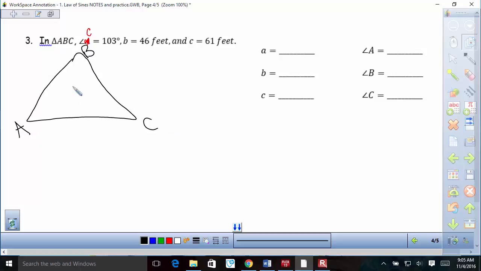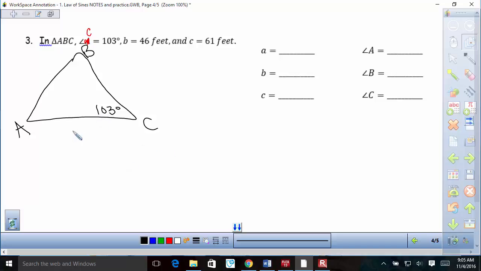ABC. Angle C is 103. Now, there's a little problem in the fact that my angle C doesn't look like it's 103, does it? But it's not going to affect my outcome, so just go with the same picture every time. I know it doesn't look great, but that's okay. That bothers some people. Y'all might not have even noticed.